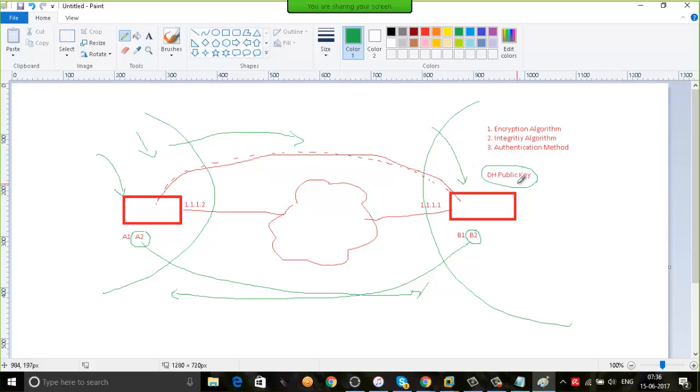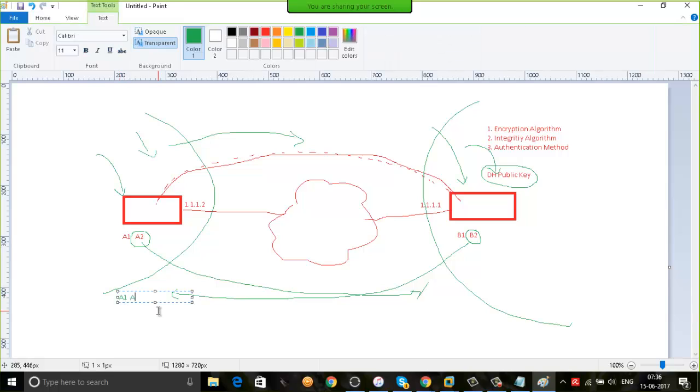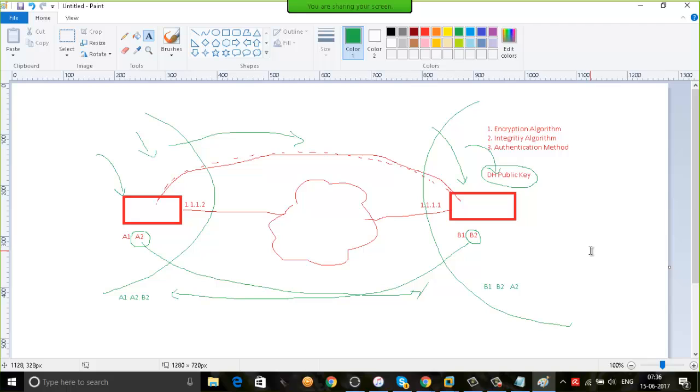So that is where we take the help of this public key. What will they be doing? Since they have exchanged the public key, they will be using the Diffie-Hellman algorithm. Let me say I have my keys A1, A2 and B2. I have these three keys on peer 1. On peer 2 they will have B1, B2 and A2. These are all the keys that peer B has.